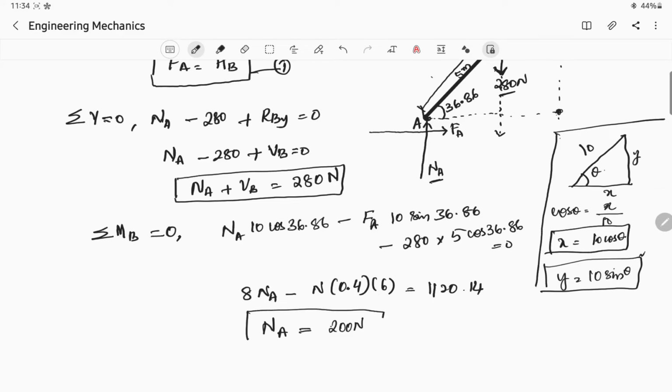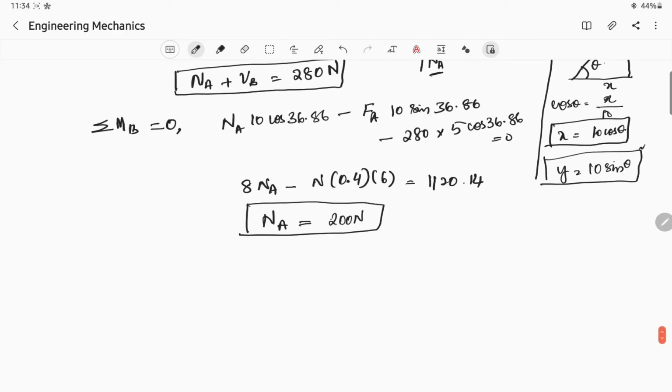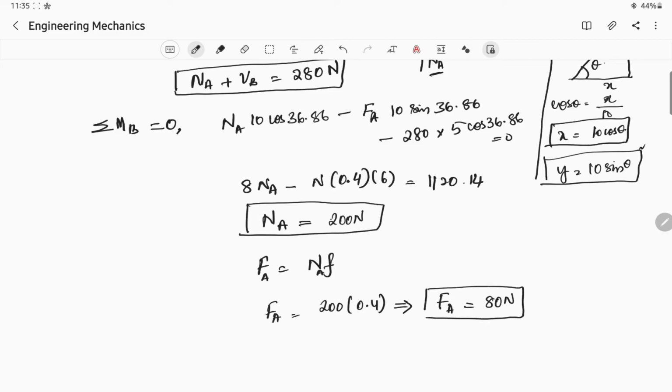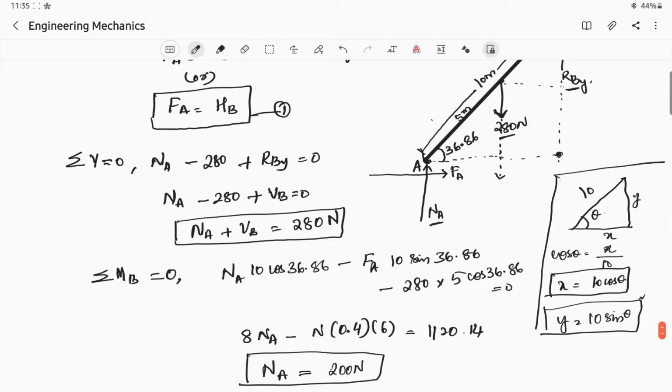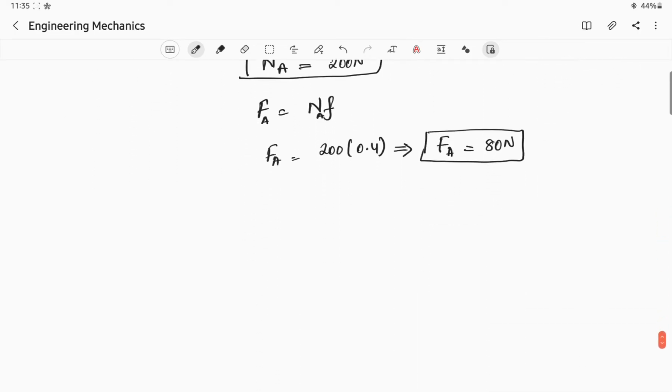Now we got the value of NA. Now what is frictional force? FA is equal to, we know F is equal to small f into N. So FA is equal to NA, 200, into small f, 0.4. So FA, that is frictional force at A, is equal to 80 newtons. So in the first step, we have calculated the frictional force and normal reaction which is coming from the bar AB. In the next case, what we will do, we'll take down the block now.